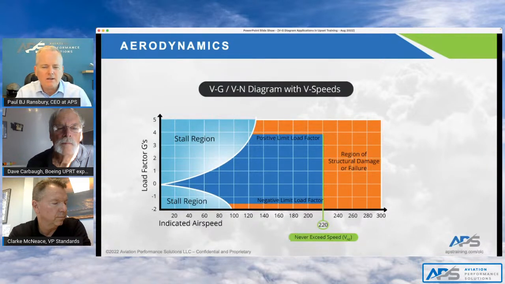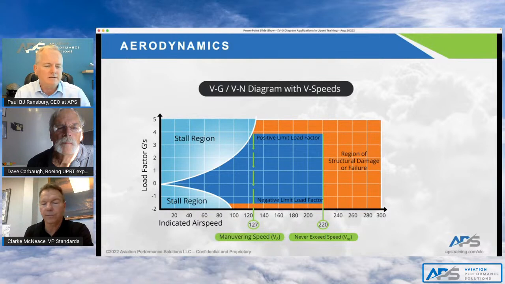Okay, let's start looking at some of the speeds here. And then we're going to compare this to a transport category diagram later. So off to the far right is what Dave alluded to earlier, VNE, which varies with airplane. And then we have this very interesting one that is at the intercept of the lift limit and the upper load limit, called maneuvering speed.